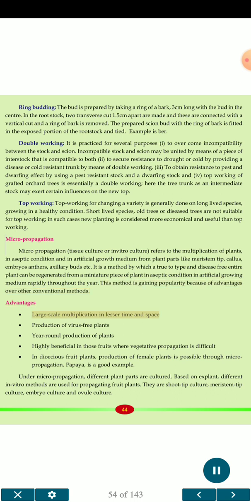Advantages: large-scale multiplication in lesser time and space. Production of virus-free plants. Year-round production of plants. Highly beneficial in those fruits where vegetative propagation is difficult. In dioecious fruit plants, production of female plants is possible through micropropagation. Papaya is a good example.